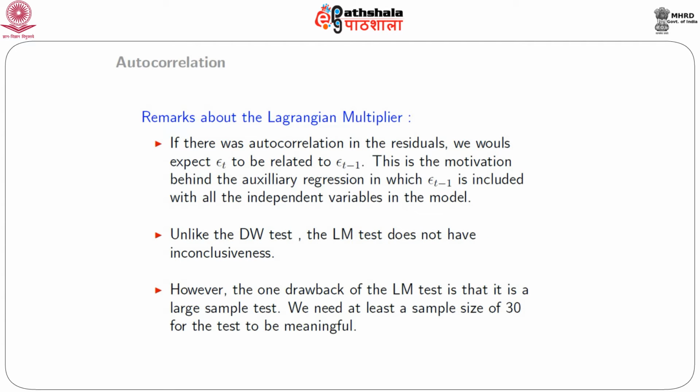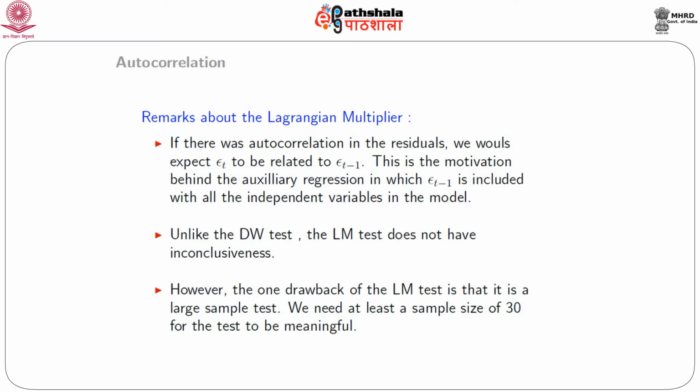Here are a few remarks about the Lagrangian multiplier test. If there was autocorrelation in the residuals, we would expect epsilon t to be related to epsilon t minus 1. This is the motivation behind fitting an auxiliary regression in which epsilon t minus 1 is included along with the independent variables in the model.